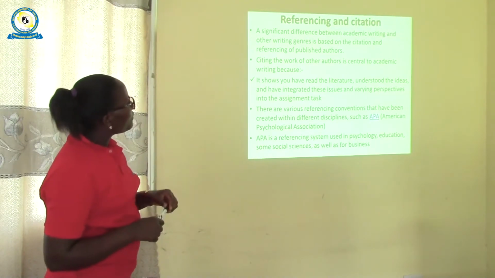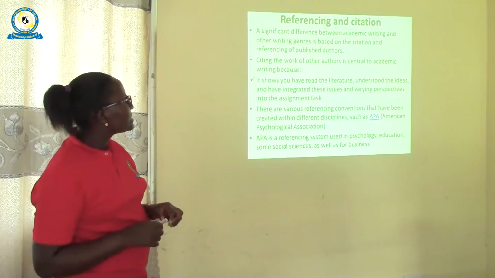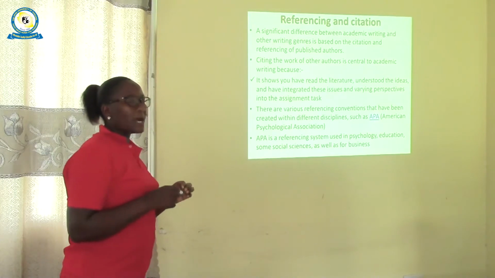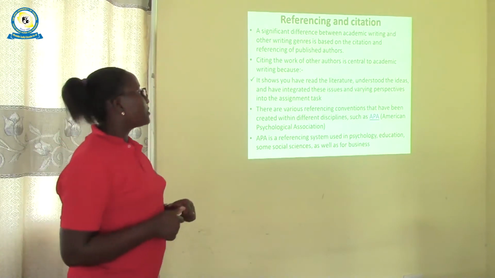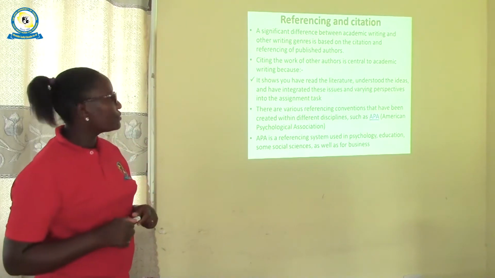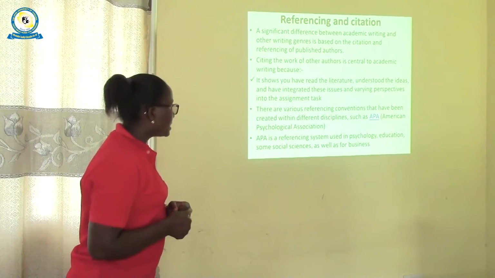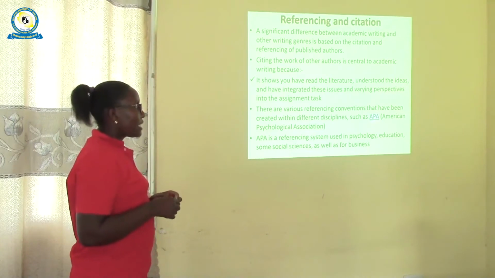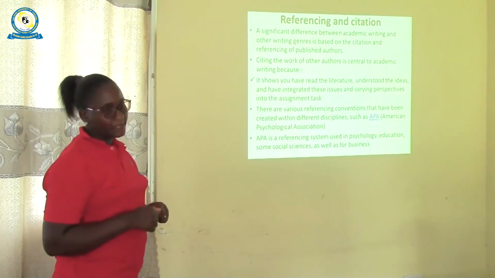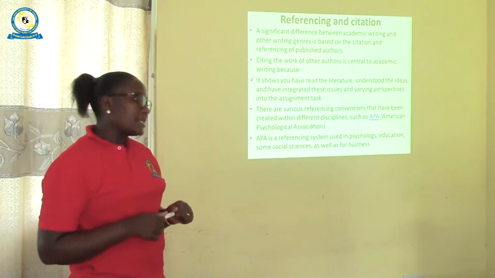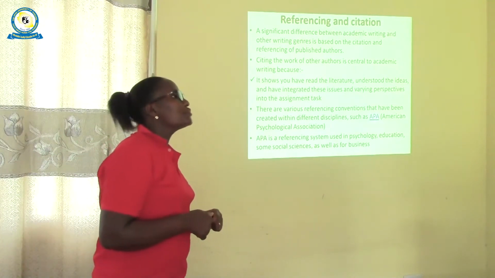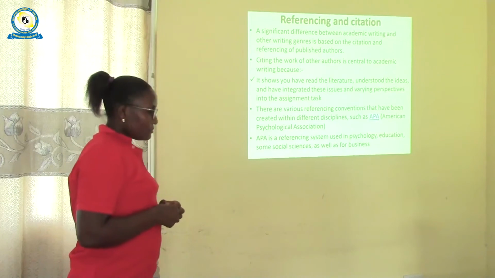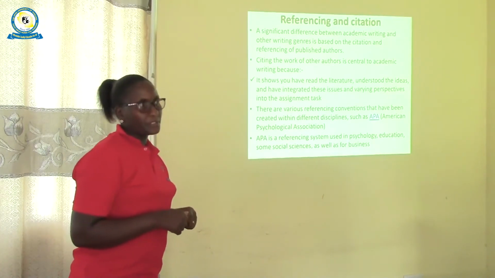So citing the work of others, of other authors, is central to academic writing. It's very, very important in the academic field that when you use some other people's work, you acknowledge the source. It's always good to read the literature, understand the ideas, and integrate these issues and varying perspectives into the assignment task. We will always encourage you to do the summary. We will encourage you to do the paraphrasing in order to avoid taking direct words from other people's work.